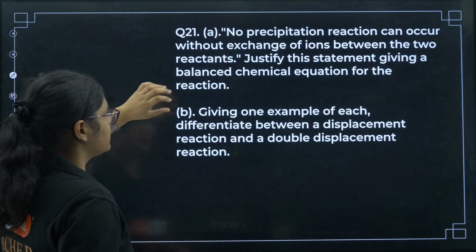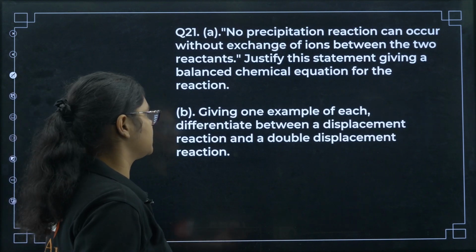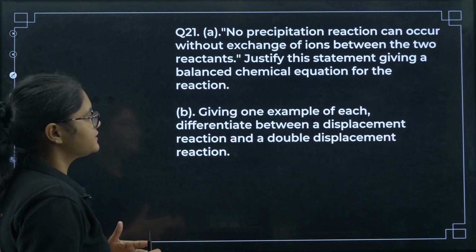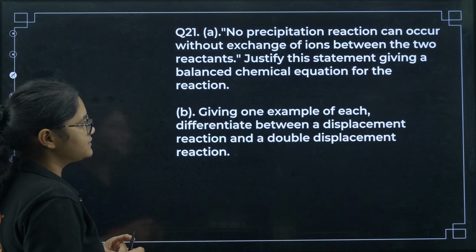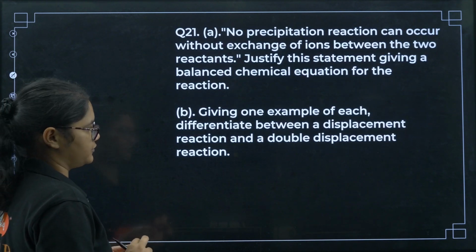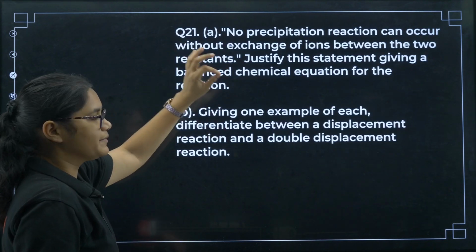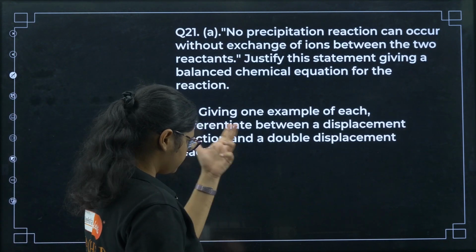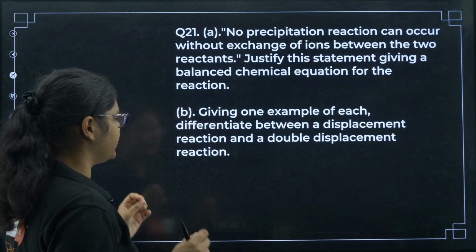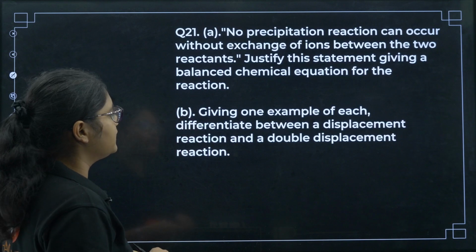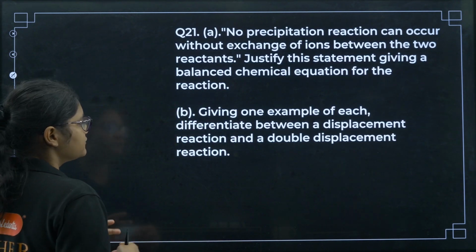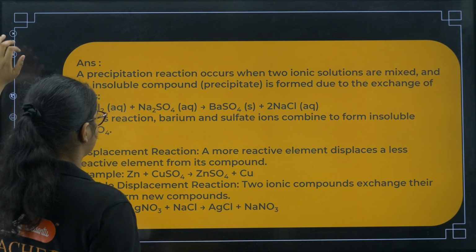Next question: no precipitation reaction can occur without the exchange of ions between the two reactants. Justify this statement giving a balanced chemical equation for the reaction. Okay, you have to write an equation for a precipitation reaction. Next, differentiate between a displacement reaction and a double displacement reaction, giving one example of each. Okay, so you have to give an example for both. Let's see the answer here.